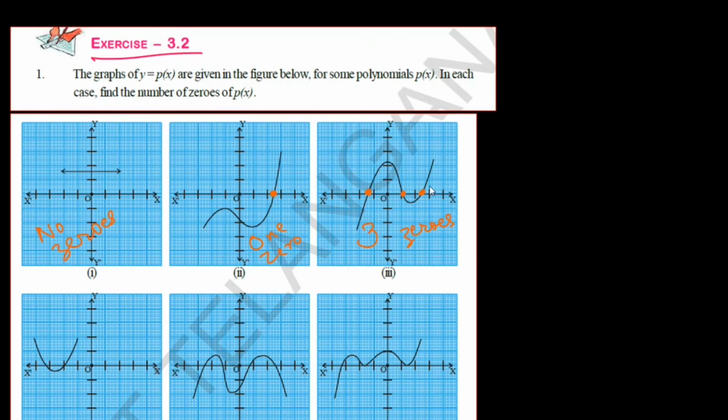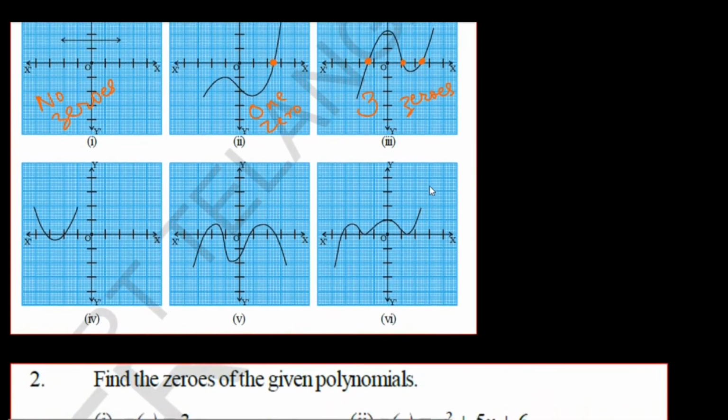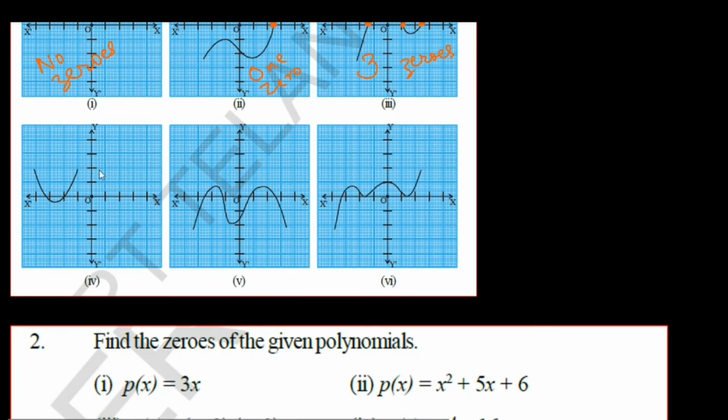This polynomial has 3 zeros. Now let us look at the fourth one. Here the parabola curve is intersecting the x-axis at two different points. So this has 2 zeros.